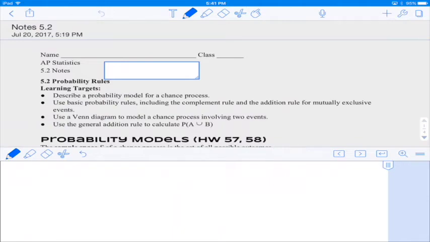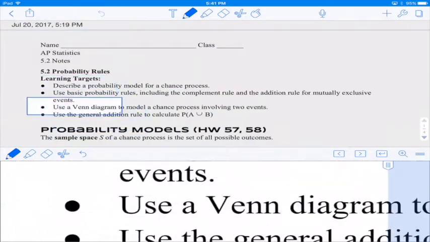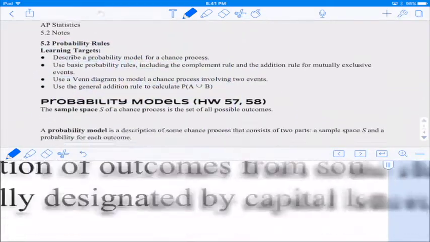So now we're going to learn about some probability rules. Make sure you read these learning targets. I'm going to move on.